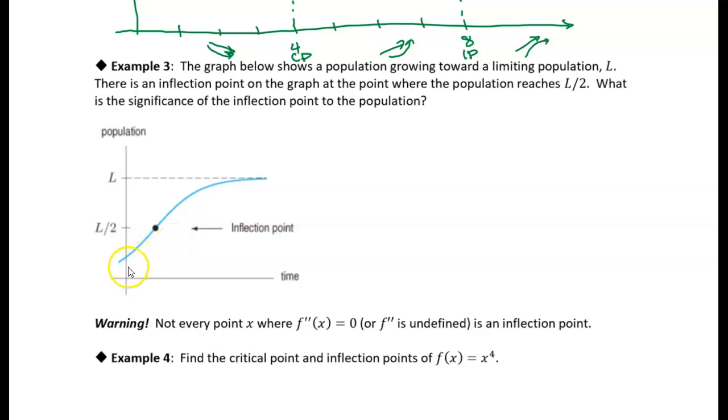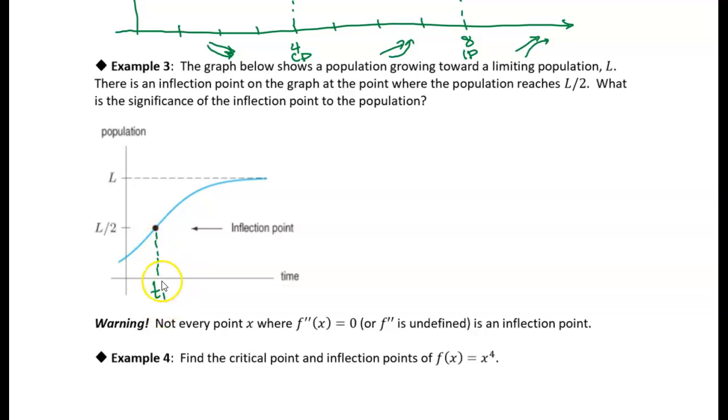If this represents the population over time, so we're graphing population versus time, what does that mean? What is the inflection point? How can we interpret the inflection point? All right. Let's just think about this. Now, just for reference, I'm going to drop a little dotted line here. Let's call this time t1.